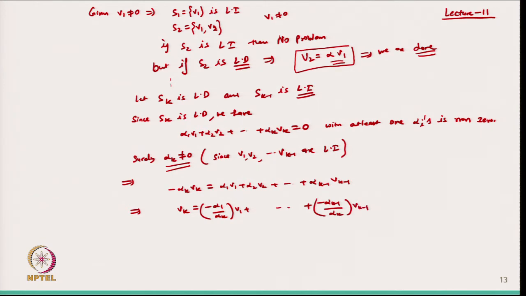Okay, and from here we can say that Vk belongs to the span of V1, V2 up to Vk minus 1, and this is what we wanted to prove.